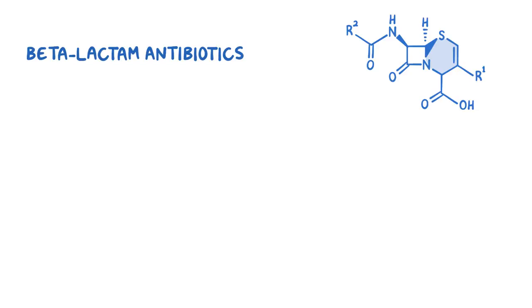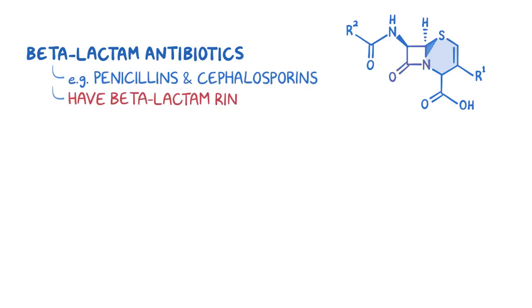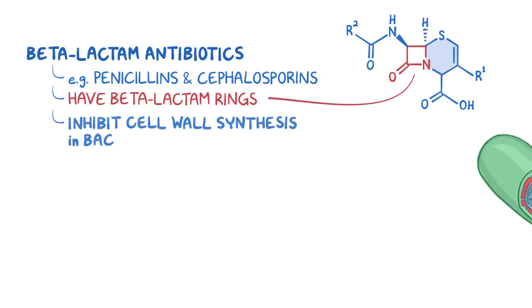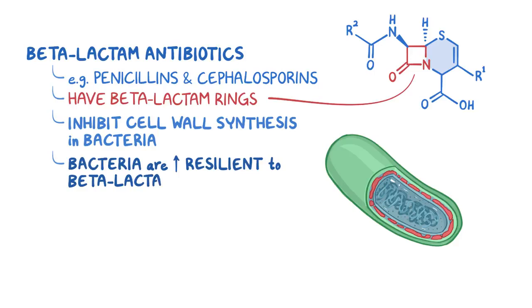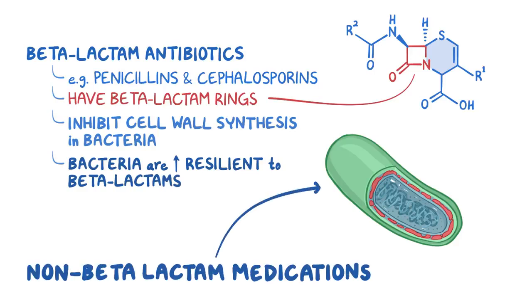Beta-lactam antibiotics, like penicillins and cephalosporins, have a beta-lactam ring in their structure, which gives them their name. These medications inhibit cell wall synthesis in bacteria. Unfortunately for us, bacteria are becoming increasingly resilient to beta-lactams, so we've come up with non-beta-lactam medications to inhibit cell wall synthesis. Now, to overcome these resistances, we've found ways to inhibit cell wall synthesis at multiple stages.